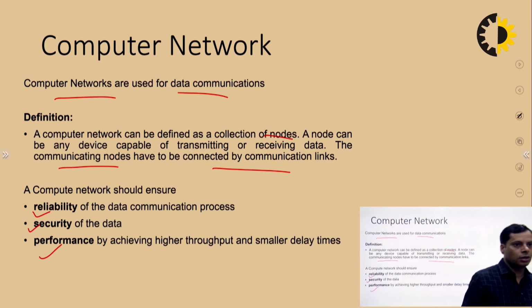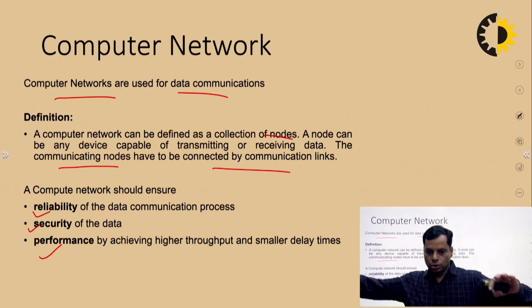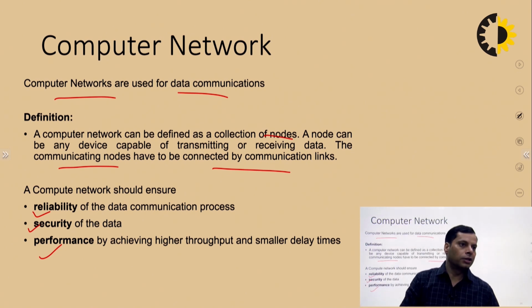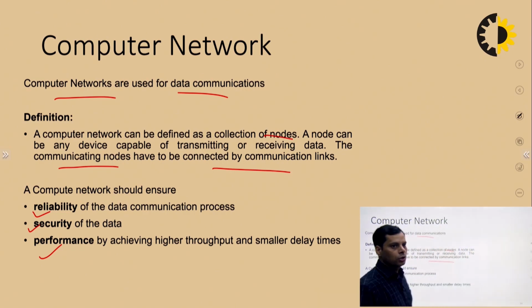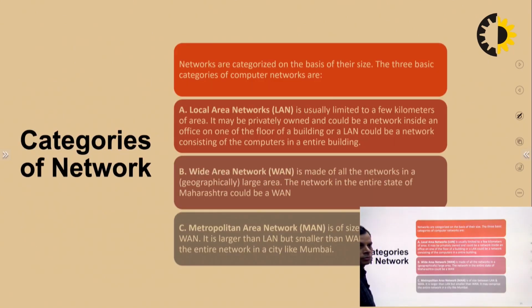So when we transmit data from one system to another system, a network should be available there. How is that possible? From that point of view, the main term is nodes. Now we will look at the categories of networks.